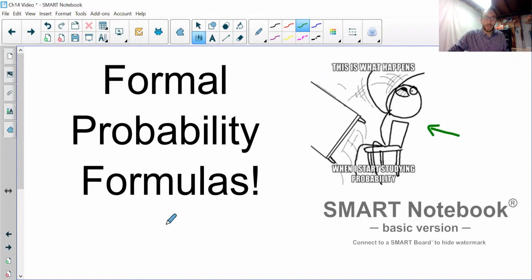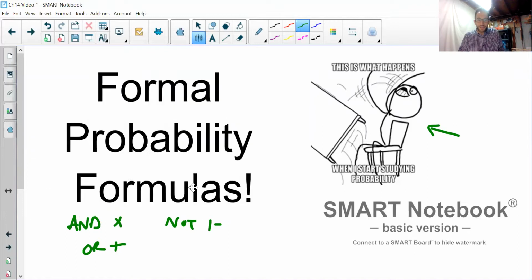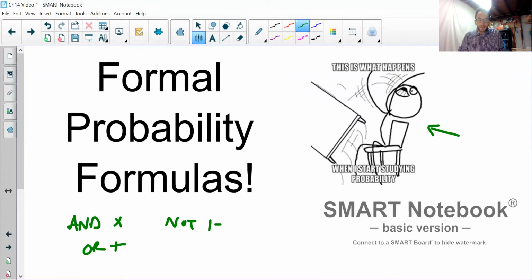So here we want to look at some formal probability formulas. Like we've been using these ideas: and means multiply, or means add, not means 1 minus, and then we'll add the word given coming up in the next chapter. So we want to look at how we can represent these same ideas that we have in green with math symbols.